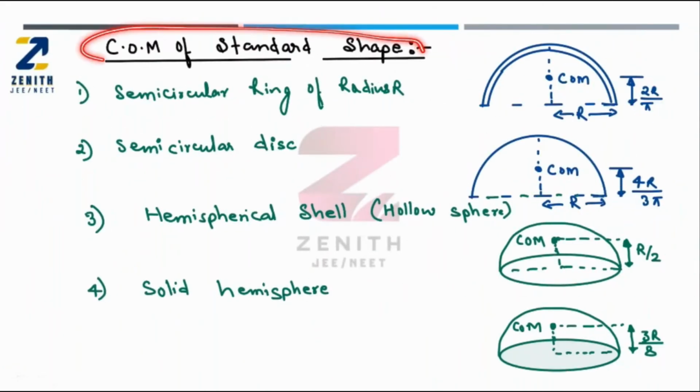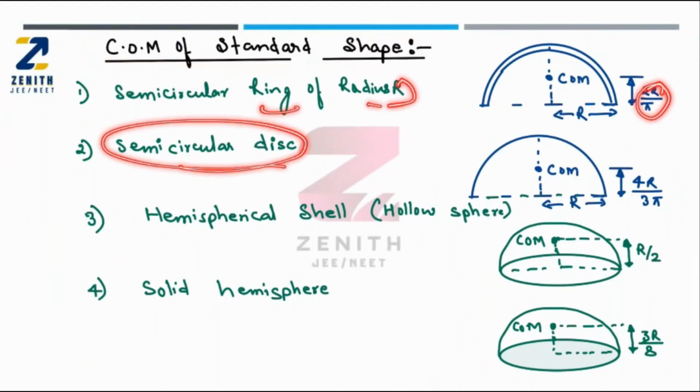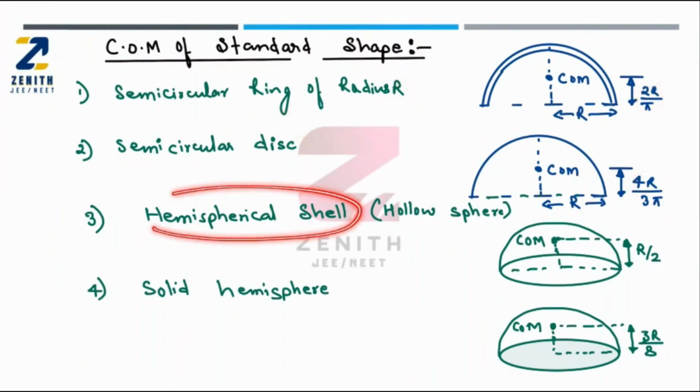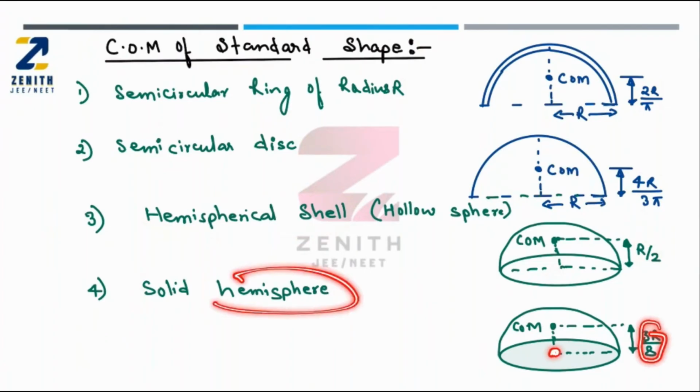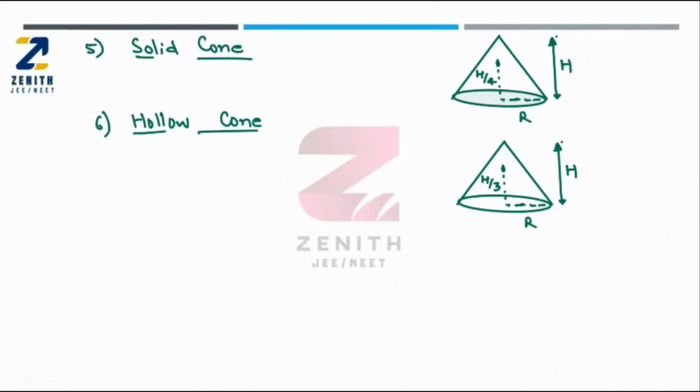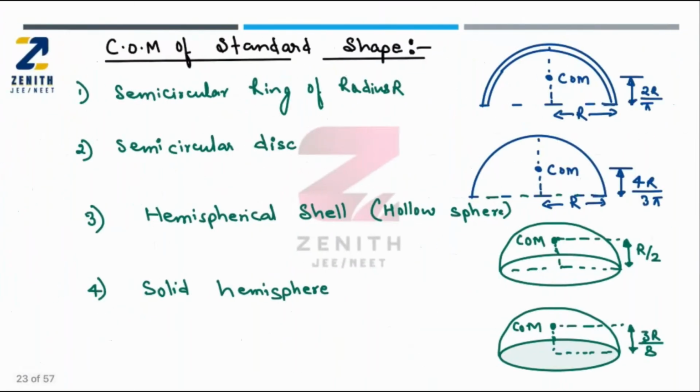The center of mass for a standard shape, for example, for a ring of radius r, is 2r by pi, for a semicircular disk, 4r by 3 pi. Similarly, you can calculate for a hemispherical shell, which is r by 2 from the base. And for a solid hemisphere, it will become 3r by 8 from this base point only. Okay. And for a solid cone, it will become h by 4, where h is the height of the cone. This is for a solid. And for a hollow cone, it is nothing but h by 3. Okay. So these are the standard results you have to remember for solving the problems.